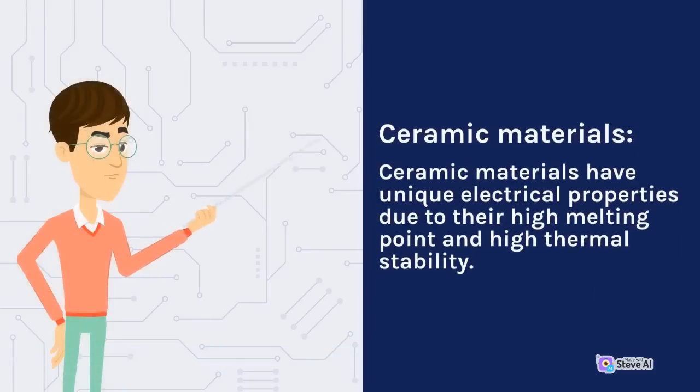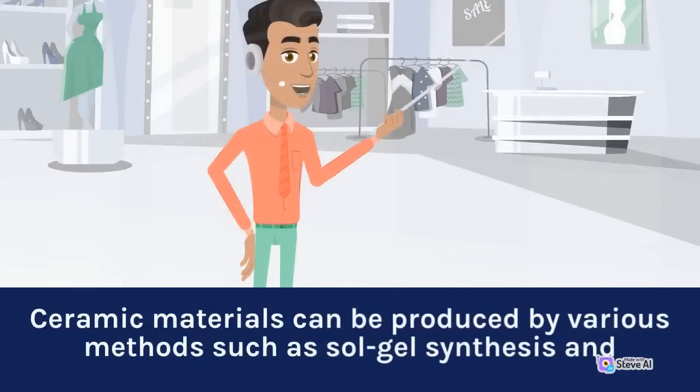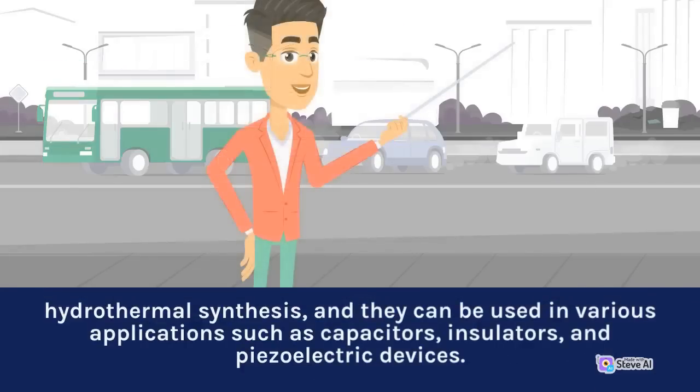Ceramic materials. Ceramic materials have unique electrical properties due to their high melting point and high thermal stability. Ceramic materials can be produced by various methods such as sol-gel synthesis and hydrothermal synthesis, and they can be used in various applications such as capacitors, insulators, and piezoelectric devices.